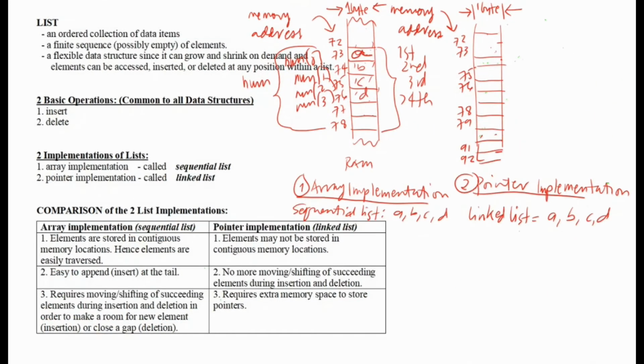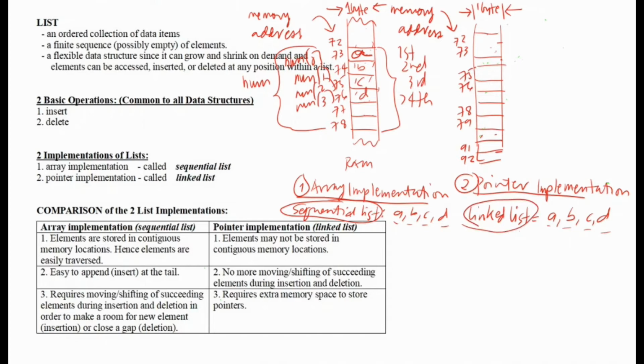So again, we have in here a list containing elements A, B, C, D. The left side is array implementation. So we call this a sequential list of 4 elements A, B, C, D. And on the right side is the same list with elements A, B, C, D, but we make use of pointer implementation, and so we call it a linked list.